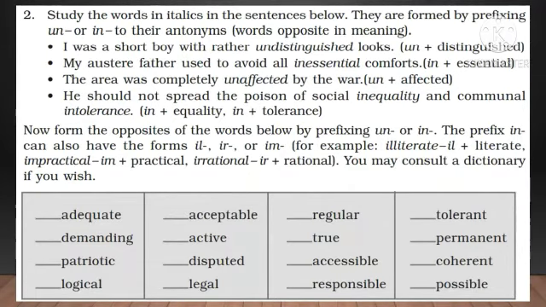Inequality, intolerance. Okay, so as you know, you have come across prefixes or affixes and suffixes, isn't it? Prefixes, they are used in front of the words, in front of a root word. Prefix or affix, they are the same. Another word for prefix is affix.